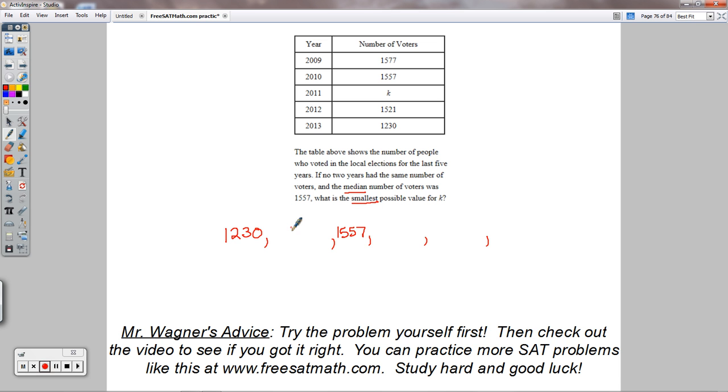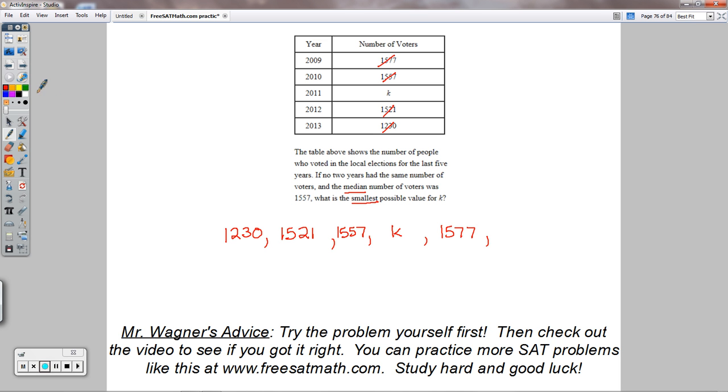The next one in order, seeing that this has to be the middle number, would be 1521. So we got rid of this one. Now we're getting rid of this one. Took care of 1557 being the median, and we're looking for the smallest possible value of K. So we're looking for K to be here. This would be smaller if it was here than if it were here. So 1577, that would go right there.